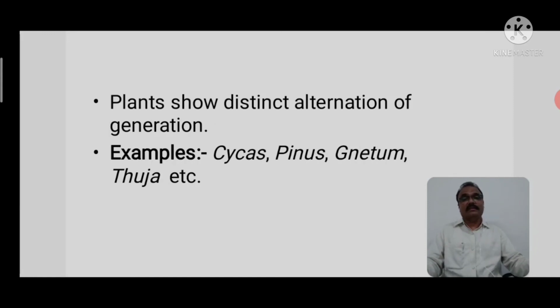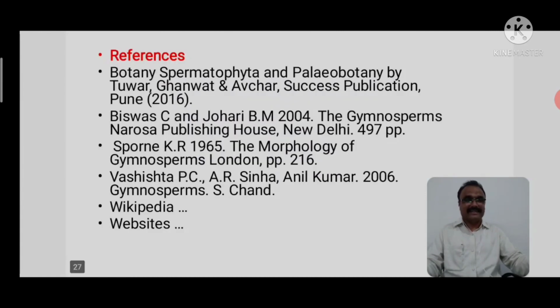Plants show distinct alternation of generations. The sporophytic phase is dominant, in which the female gametophyte resides, and the gametophyte is reduced. For example, in gymnosperms such as Cycas, Pinus, Gnetum, Thuja, etc.